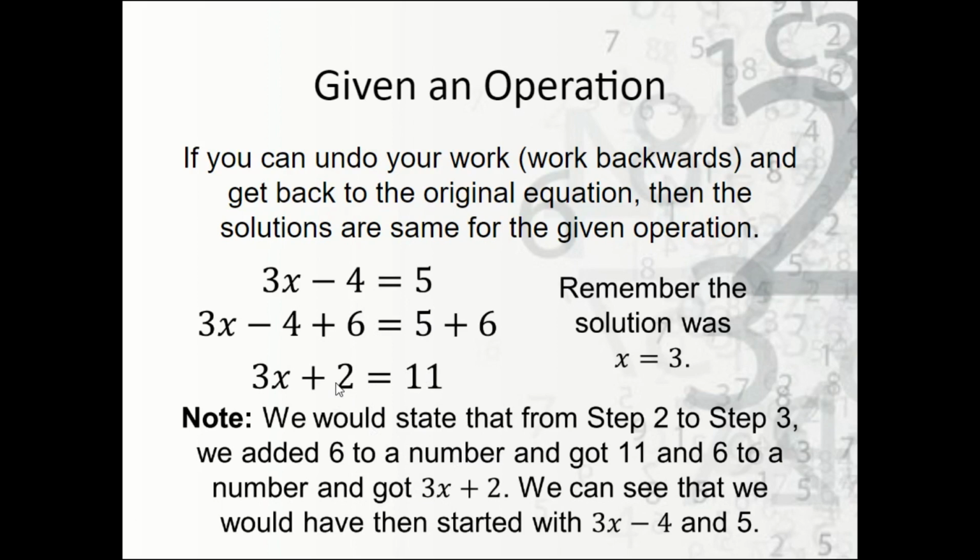So if we were to undo that step of adding 6, then we would end up with this, and therefore our solution would still be x equals 3. So if we were to take this and subtract 6 from both sides, would we end up with the same thing? And in this case, we would.